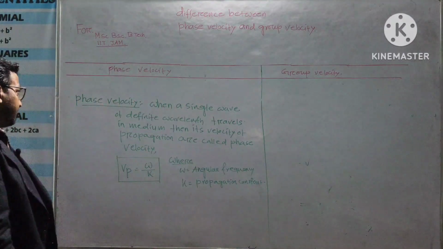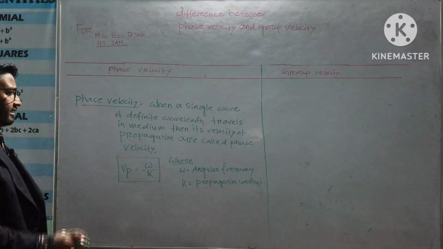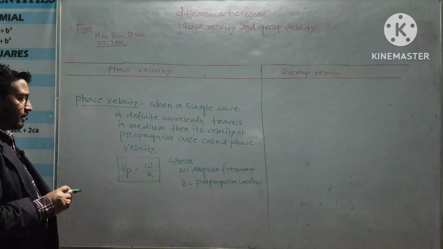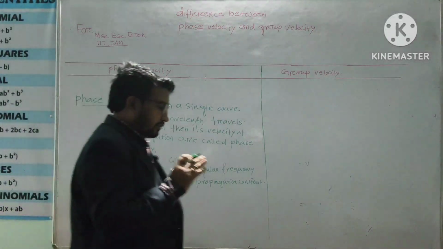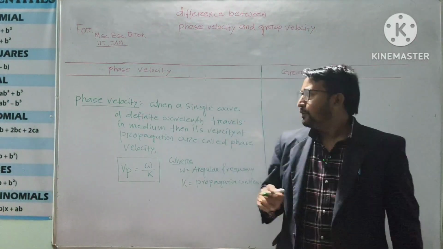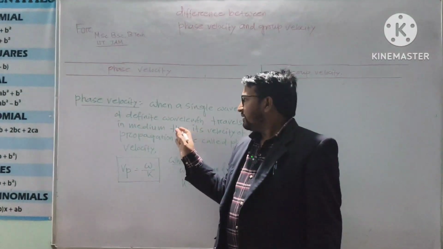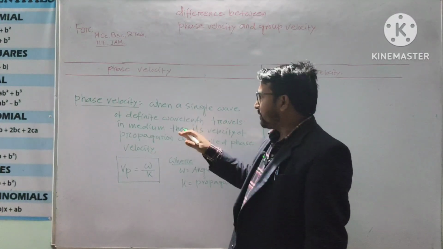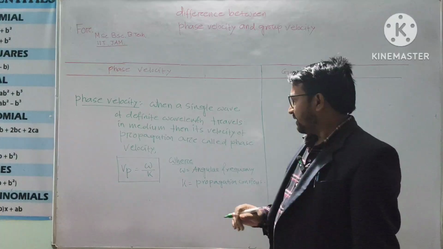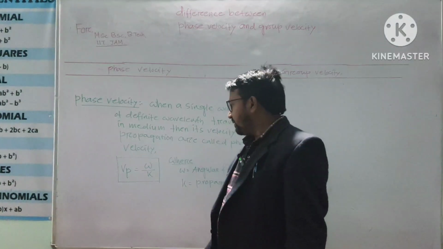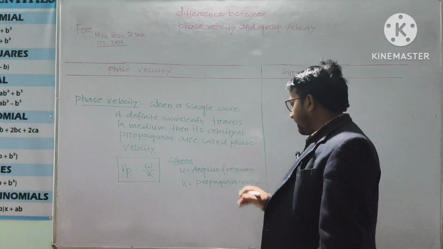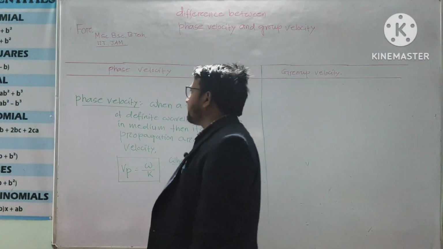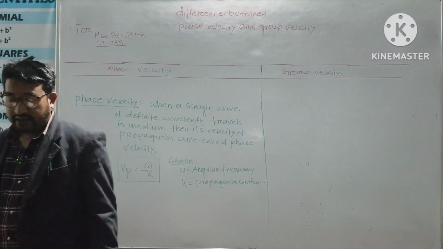So this is the definition of phase velocity. When a single wave of definite wavelength travels in a medium, then its velocity of propagation is called phase velocity. It means that when a wave travels in a medium with a definite wavelength, this is called the phase velocity of the wave, and its mathematical expression is Vp equals omega by k, where omega equals angular frequency and k equals propagation constant. Now we are going to discuss group velocity.